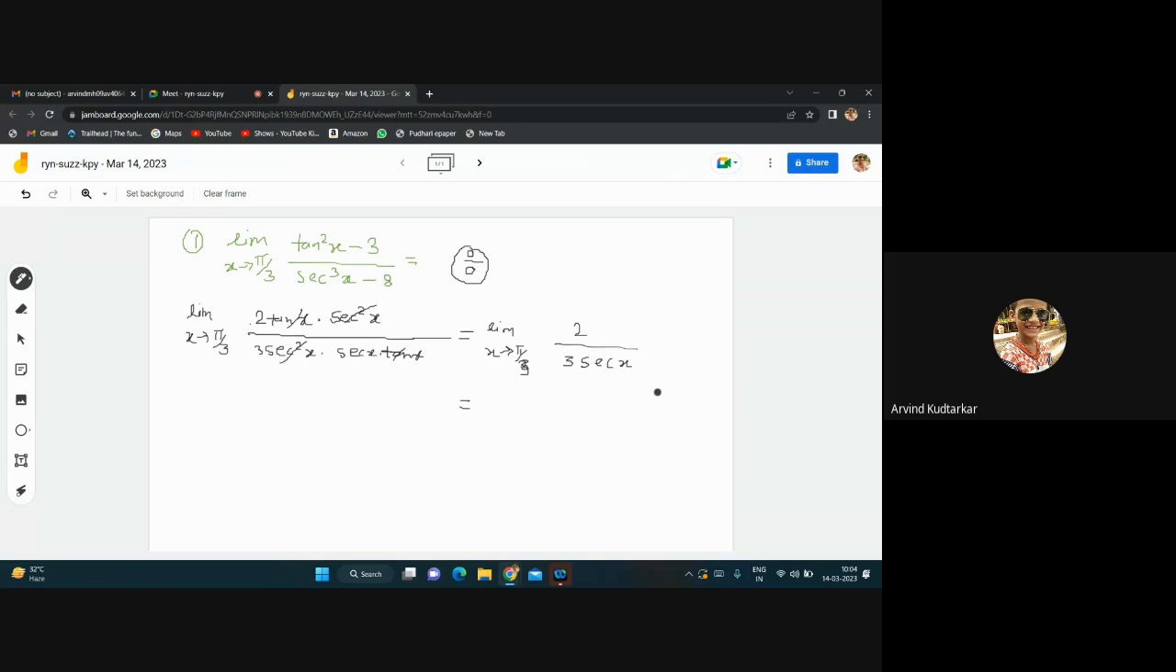So which is the correct option for this example? 1 by 3. There will be 4 more options. So how to select the correct option? The correct option will be 1 by 3. Okay.